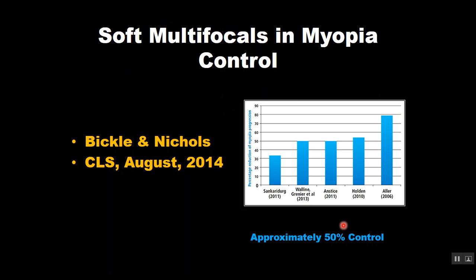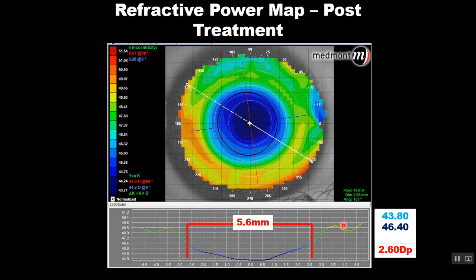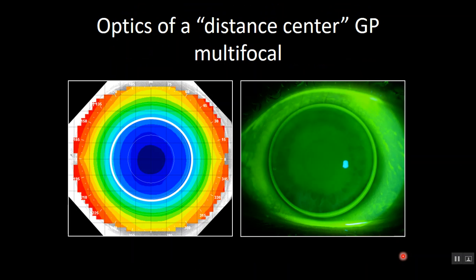And numerous studies have shown us that multifocal soft lenses fit as myopia control devices cut the myopia progression by approximately 50%. When we do orthokeratology, we see within the measured pupil this big shift from the center to the periphery. There's a 2.6 diopter shift in power, or let's call it a 2.6 diopter add.